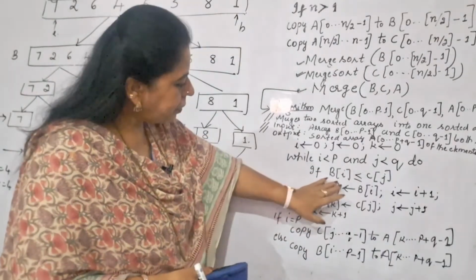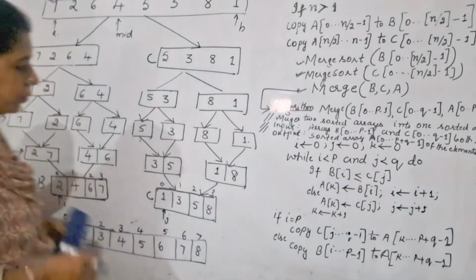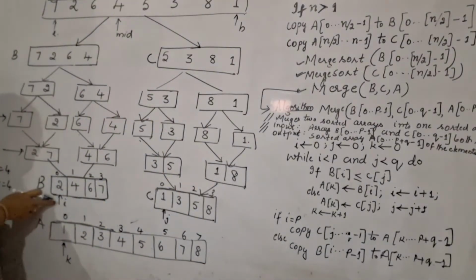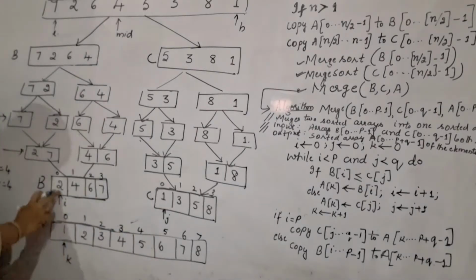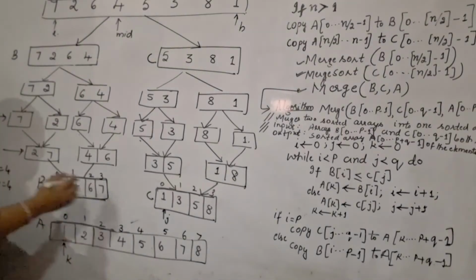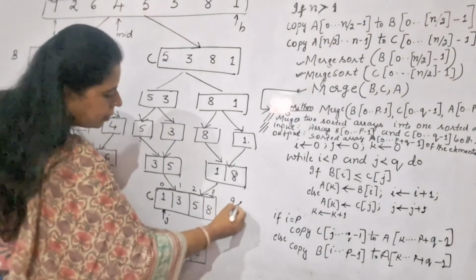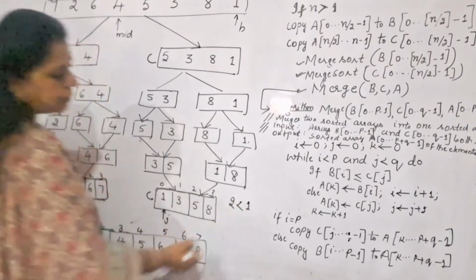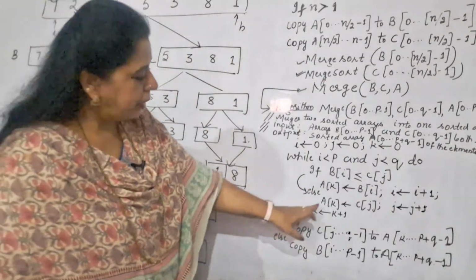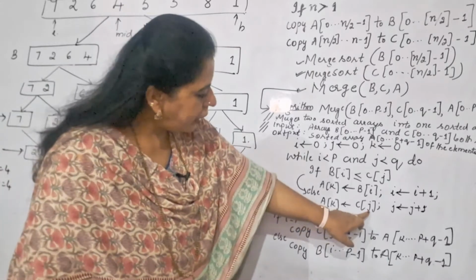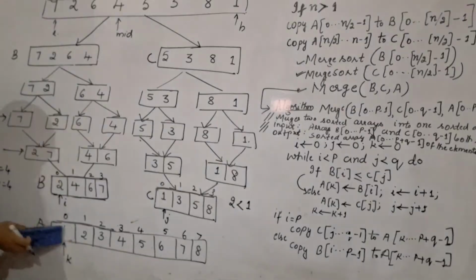What are these steps? If B of I less than or equal to C of J. So you have to compare like this. First element in the array B, you compare it with the first element in the array C. So B of I is 2. Is 2 less than 1? False. If it is false, then the else part will get executed. In else, what you are writing? You are assigning C of J to A of K.